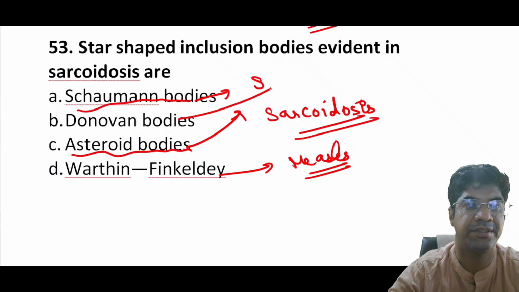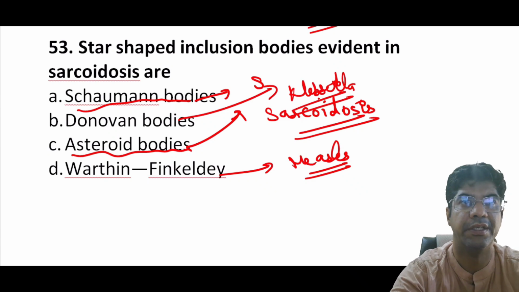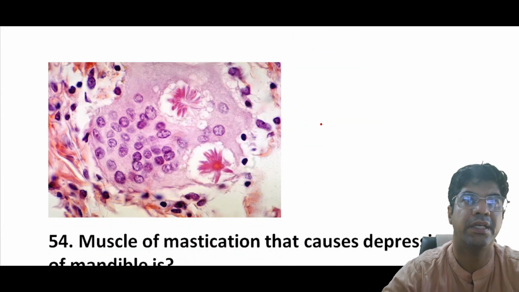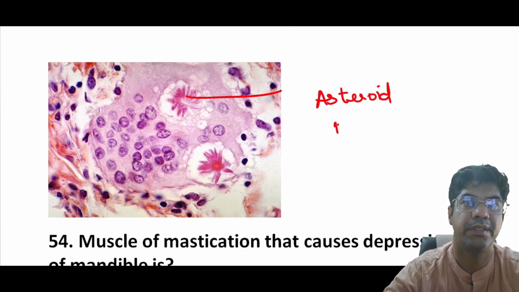Donovan bodies, they are seen with Klebsiella. So answer is C. So these are the asteroid bodies.